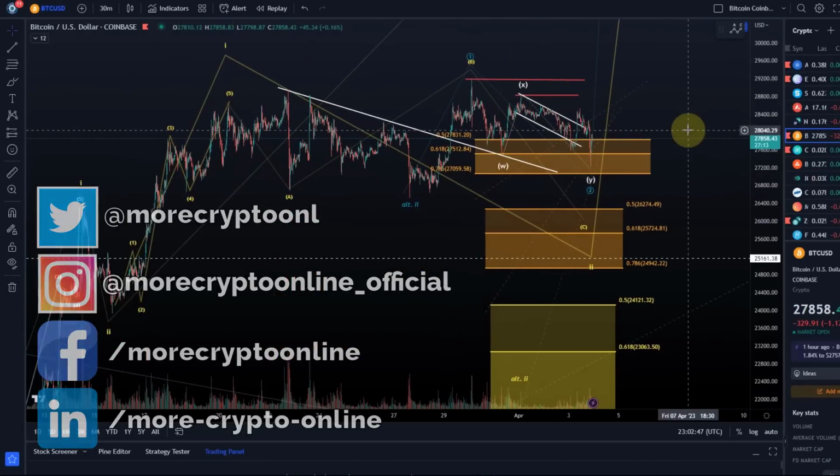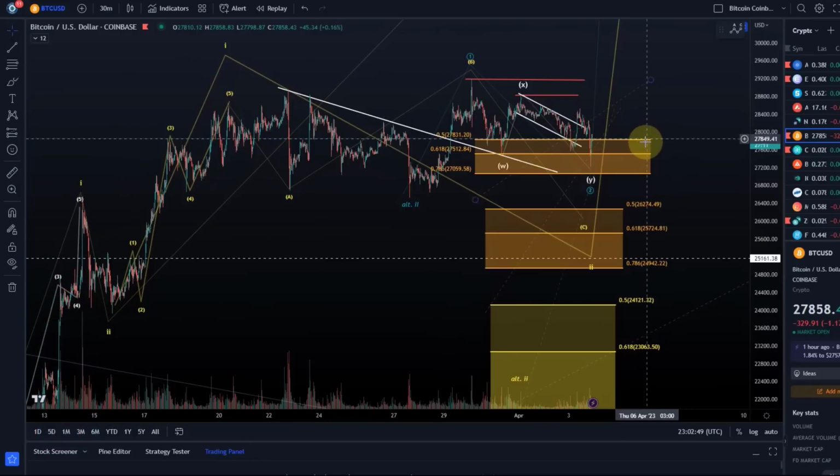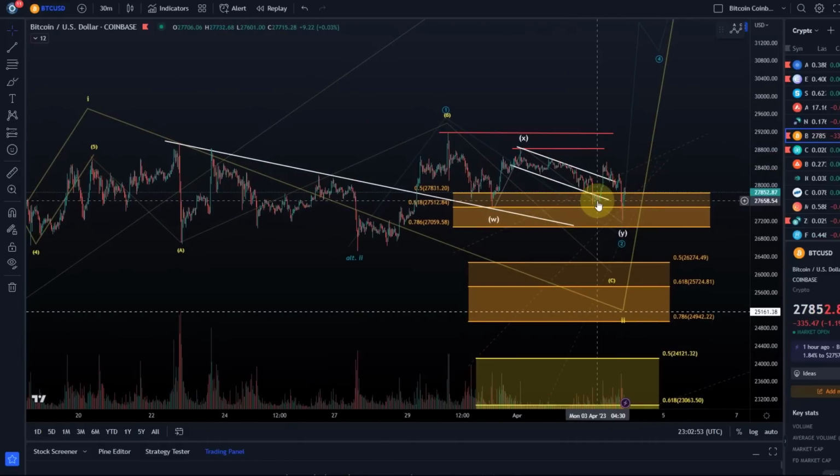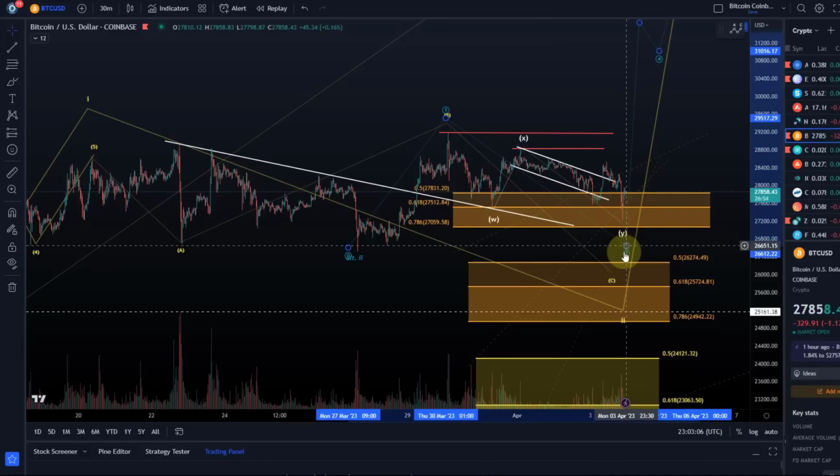Quick end of the day update. One more hour to the daily candle close. It's been, well, a slow day. We've seen one swing to the upside and one swing to the downside, resetting for a lower low, resetting this wave too, basically.